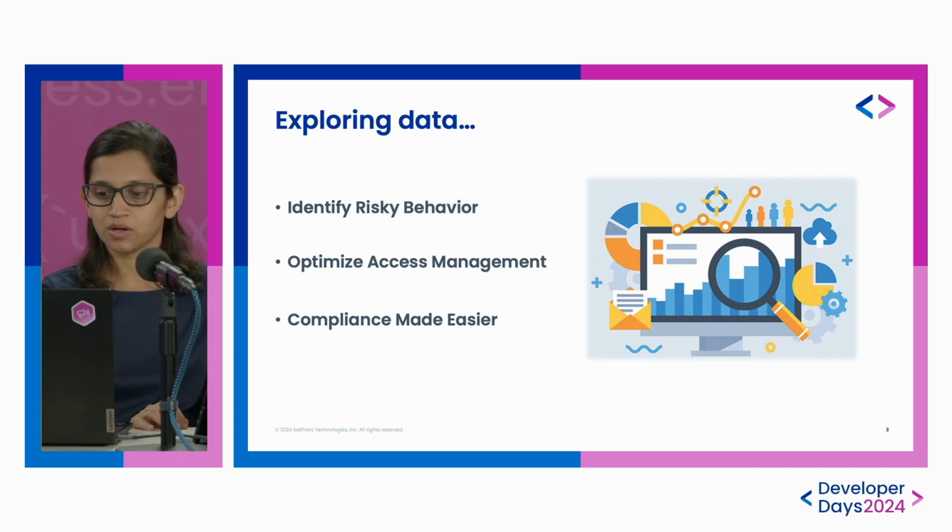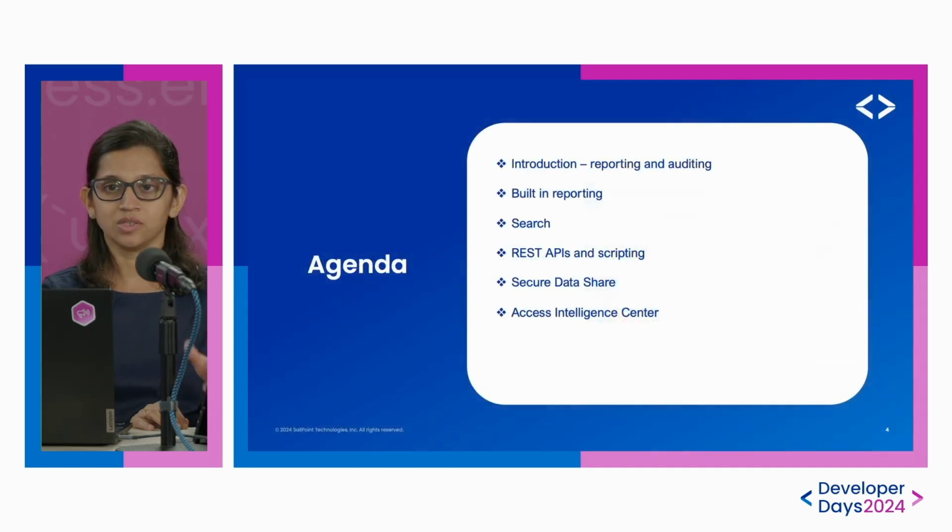So let's dive into how the Identity Security platform can help us use the tools built within it, as well as how we can use some of the extensibility features available to explore this data further. So that's a brief agenda for today. We'll look into exploring some of the existing reporting and auditing capabilities. We'll go through some of the built-in reporting features we have. We'll explore the search functionalities. We'll look into how scripting can help us further. And lastly, we'll also cover secure data share and access intelligence center.